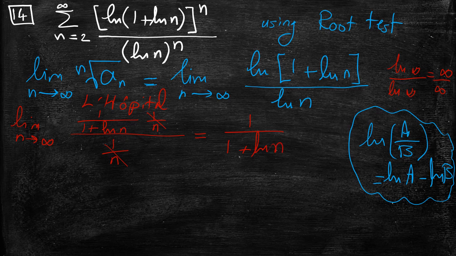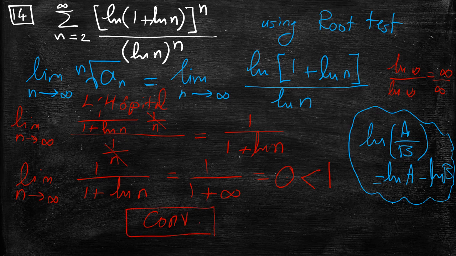Again, we will have here limit n approaching infinity, 1 over 1 plus ln n. Right here, it will be 1 plus infinity, which is 1 over infinity, giving us 0. Again, in the root test, we are comparing with 1, so this is less than 1. So it means this series is a convergent series. So this is the case here.